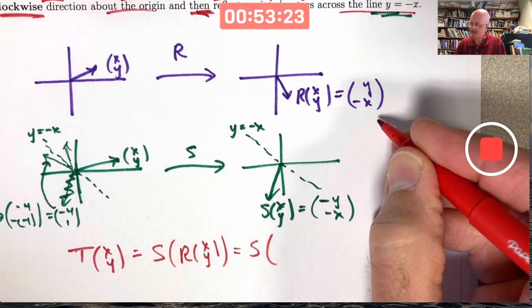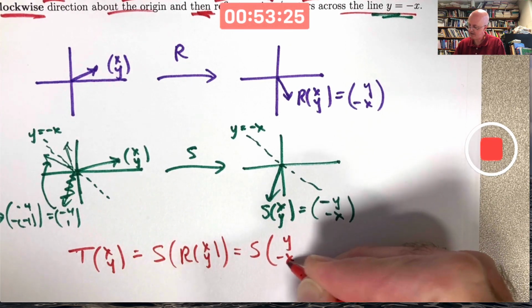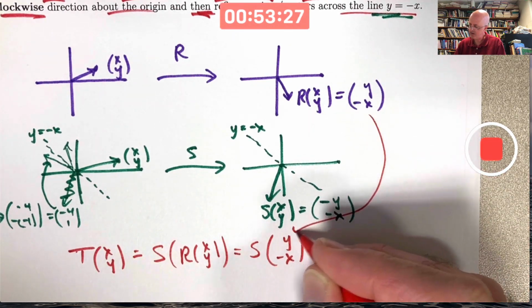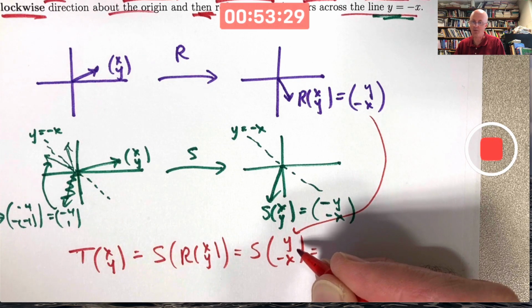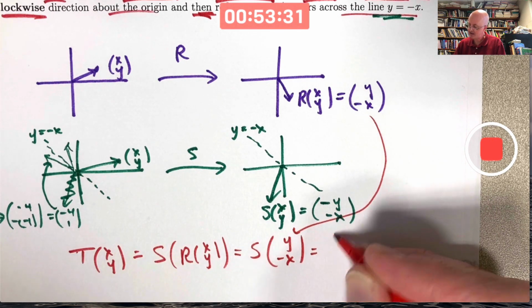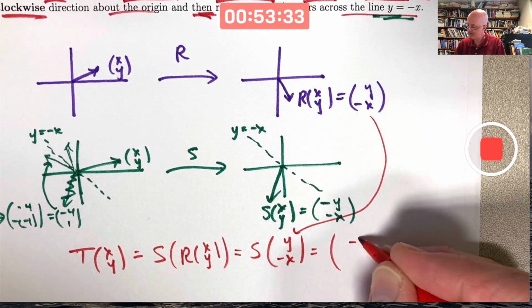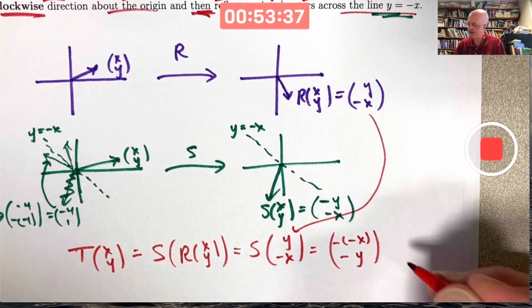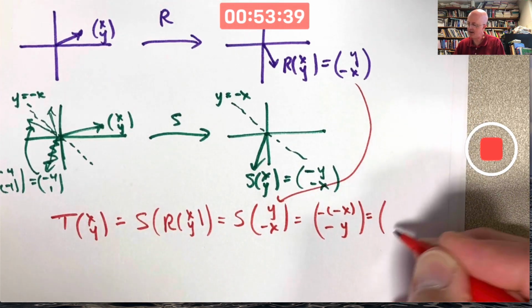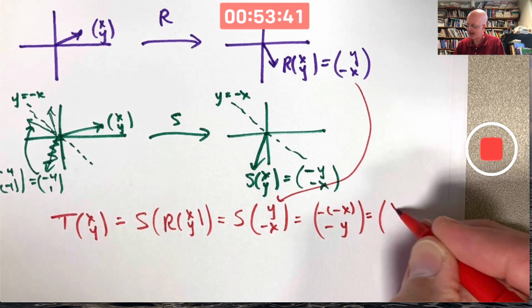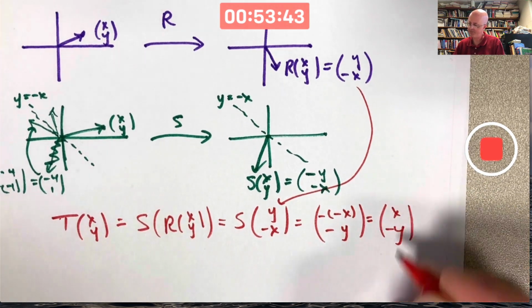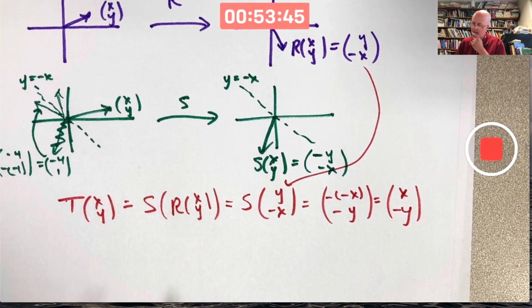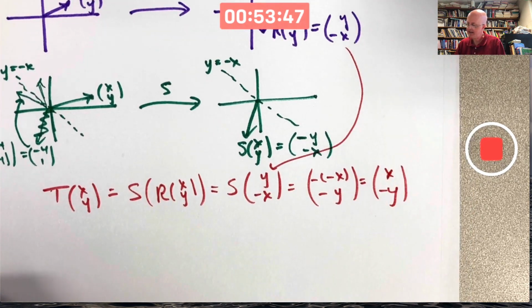R of xy is y, negative x. S of y, negative x swaps the components and puts negative signs in front of both of them. So in the end, it looks like the composition is x, negative y, which ultimately is a reflection across the horizontal axis when you compose these.